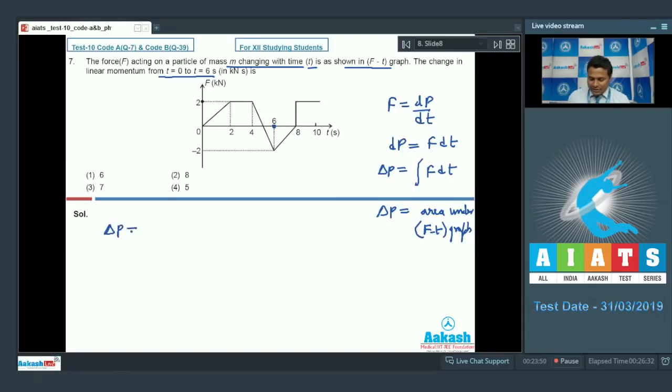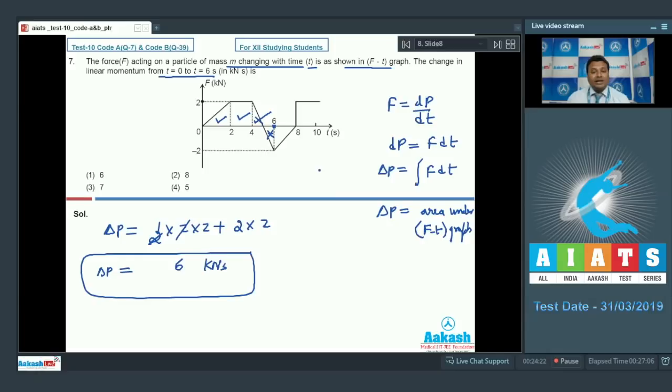So change in momentum will be area of this triangle plus area of this triangle plus area of this triangle, but here it is minus, so minus area of this triangle. So this area and this area will cancel each other. So basically we will get as our answer half of base into height plus area of this rectangle, that is 2 into 2. So ultimately we get 6 kilonewton second as change in momentum, and after looking at the options we can say that option number 1 is absolutely correct. That's why we will go with option number 1.